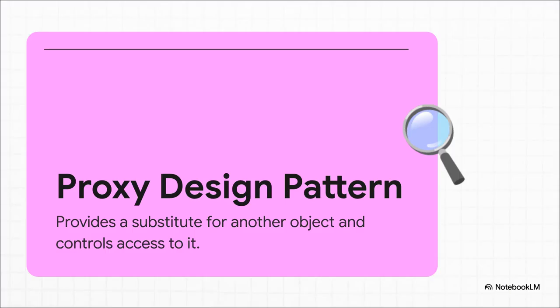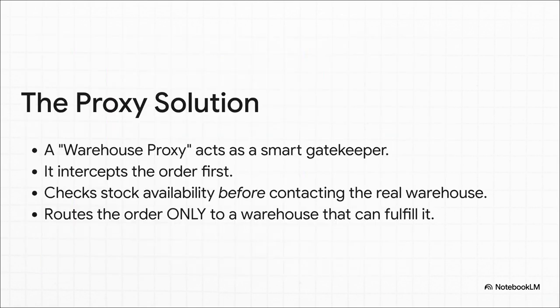So, in software terms, what is the proxy pattern? It's basically a substitute or a stand-in for another object. Its entire job is just to control access to the real object behind it. This lets us do all kinds of smart things before or after the request actually gets through. So, check out how this fixes our warehouse problem. Instead of an order going straight to a real warehouse, it first goes to a warehouse proxy. This proxy is our smart gatekeeper. It catches the order, checks the stock levels across all the warehouses, and only then does it forward the order to a warehouse that can actually fill it. And just like that, problem solved. All that wasted effort is gone.